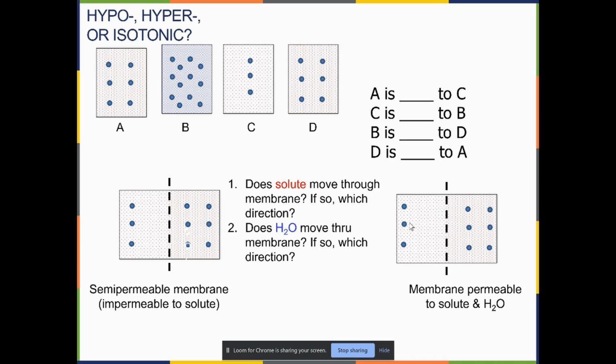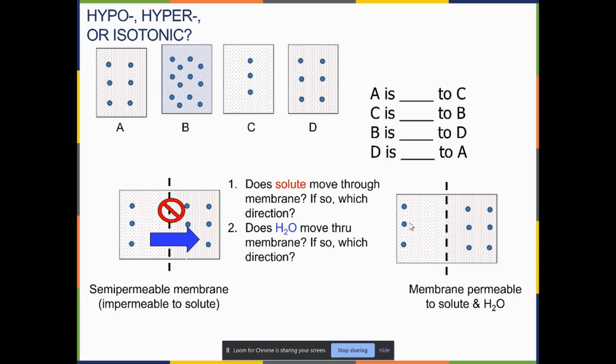Let's see, does solute move through the membrane? Our answer is going to be no, because this membrane on the left is impermeable to solute. But water does move because the membrane is not impermeable to water. And water is going to move from the left to the right because it always moves towards the area with more solute.